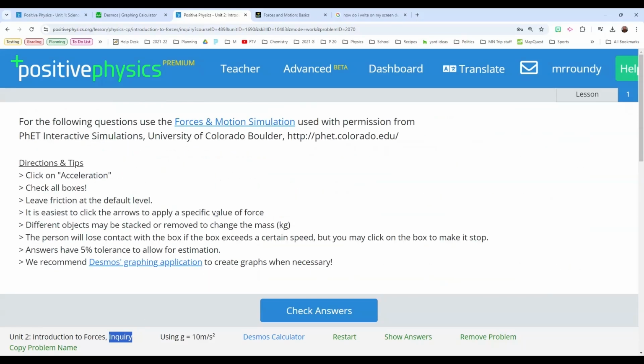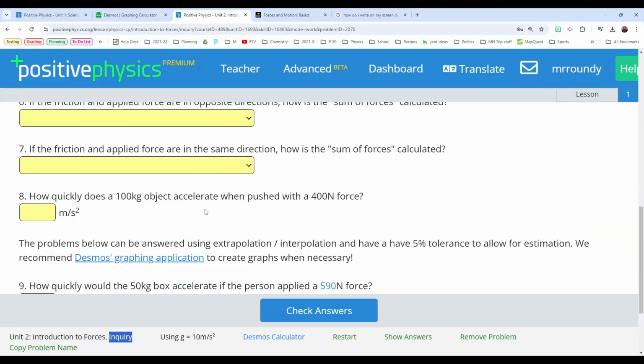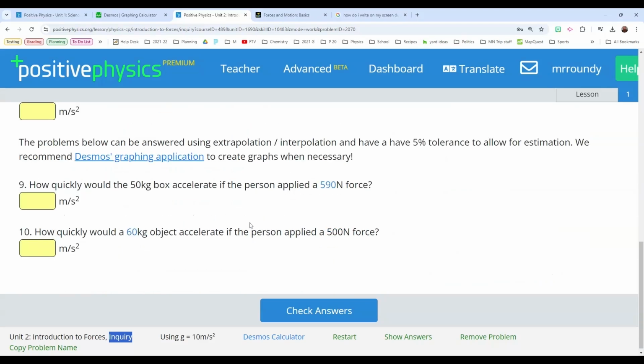The inquiry almost always has some sort of a simulation. This one I've got opened here. And this simulation allows you to answer these questions. And most of them are straightforward until you get to the bottom here. And then you'll see problems that say, problems below can be answered using extrapolation or interpolation and have a 5% tolerance to allow for estimation.